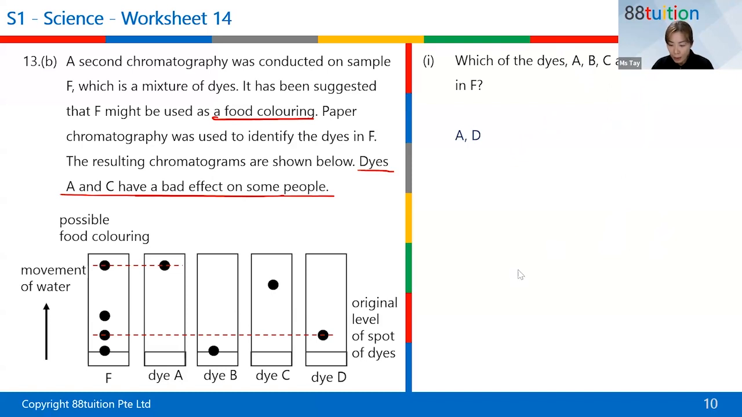That's good. Okay, so in this case, since dye A and C have bad effect on people, whenever we find dye A inside this particular sample F, or we have dye C in sample F, we are going to reject. That's what they will do. Okay, our authorities in Singapore reject a lot of food substance.